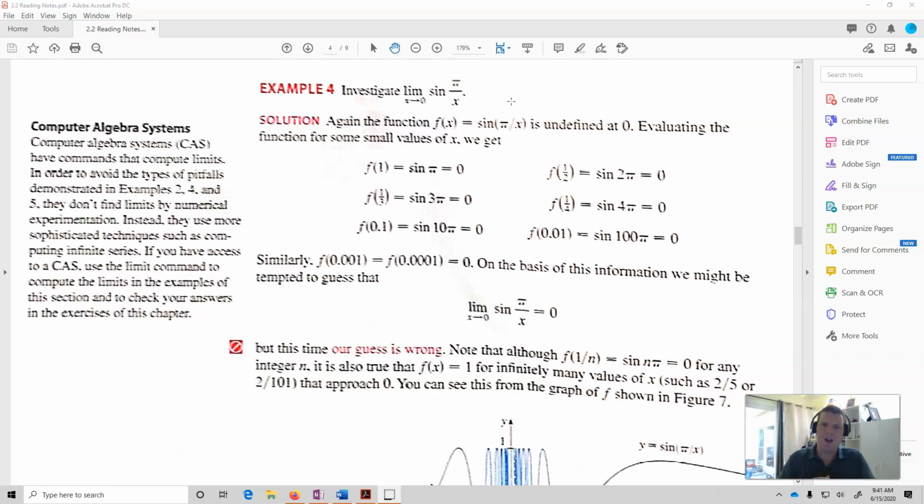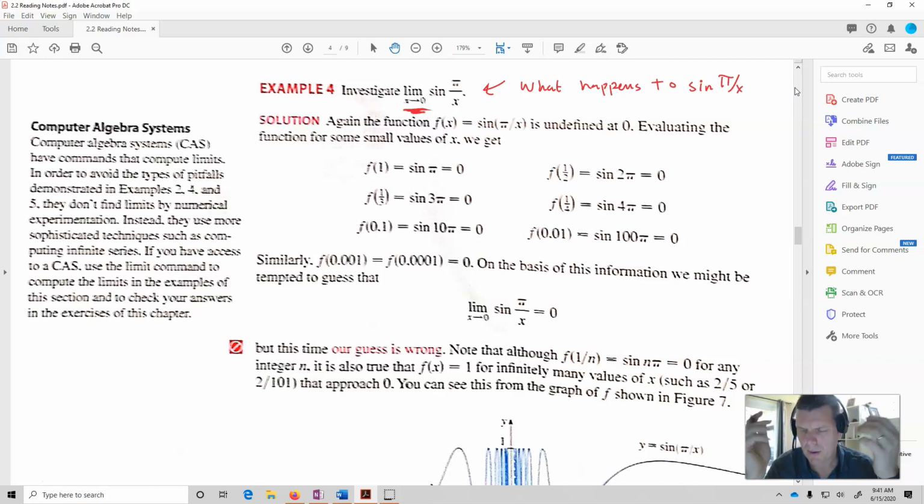Okay, so I've got this limit, and the first thing I'm going to do is make sure that I understand what the notation is saying. So on the x-axis, as x approaches 0, right, what happens to sine of pi over x? Okay, so that's what I'm thinking to myself. I want to know what's going to happen there, right? How do I think about this?